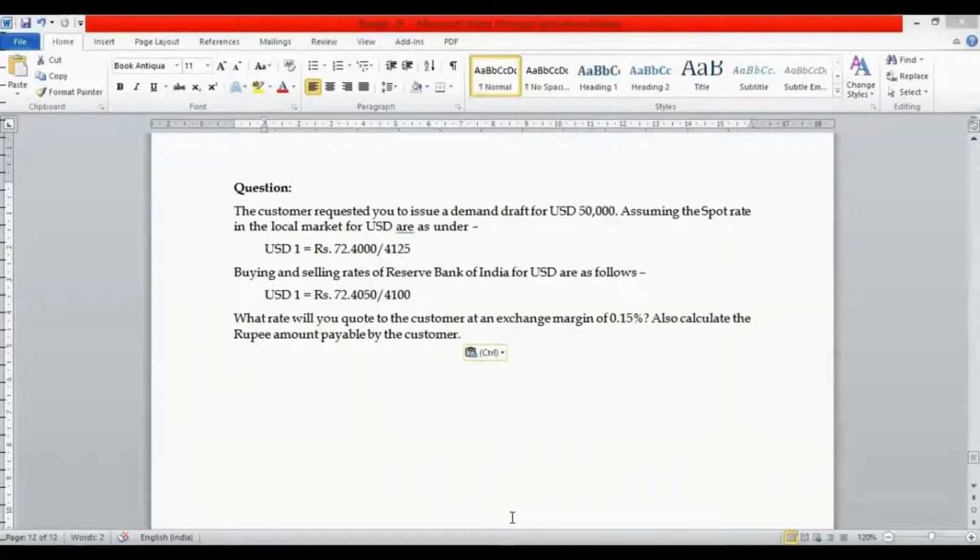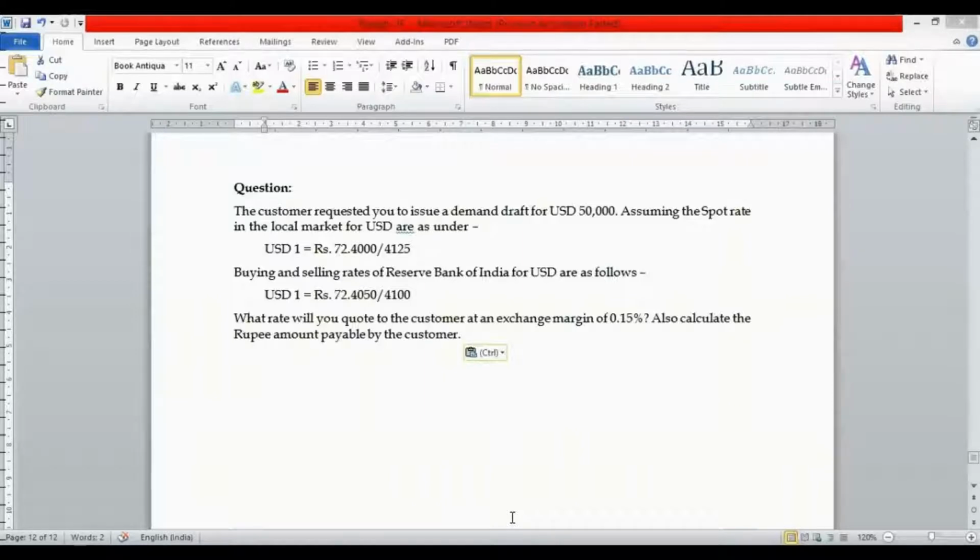This is what the problem says. USD is available in the local market as well as with the RBI. But as the rate available in the local market is higher than the selling rate of the RBI, therefore the concept of buy low and sell high will be considered, and here it is the selling concept. The bank will quote the interbank market rate to the customer at this.